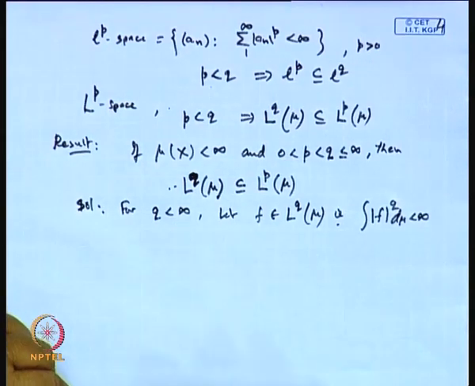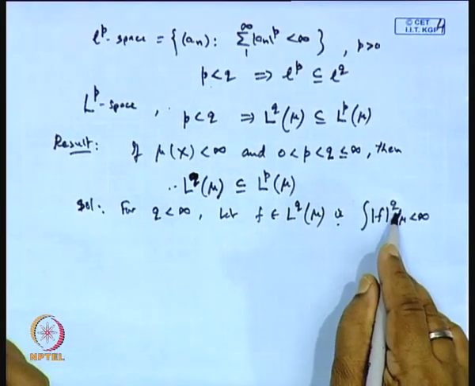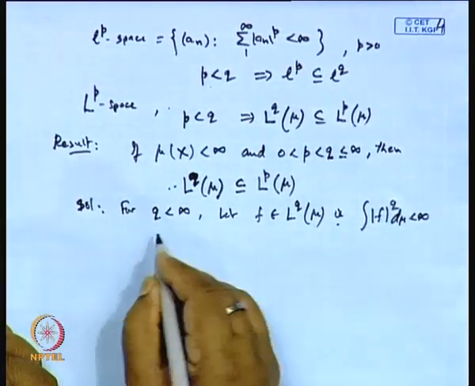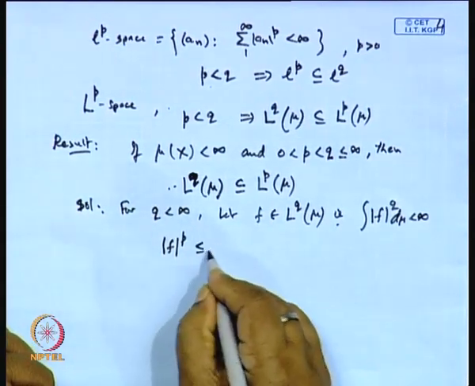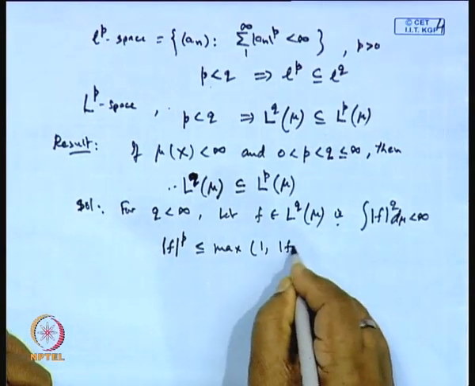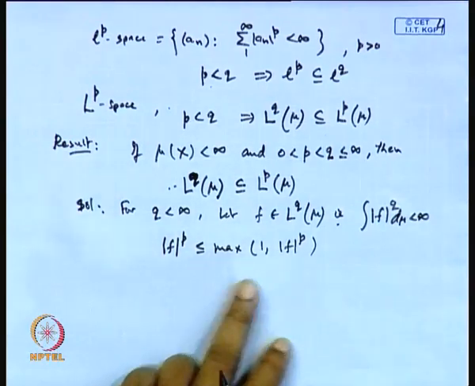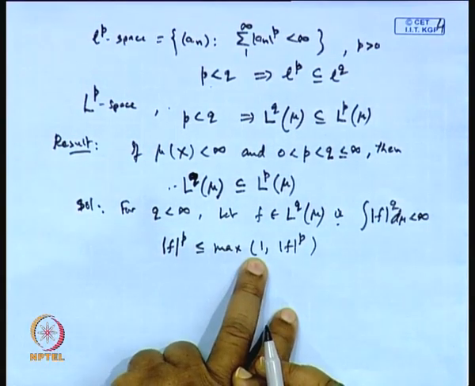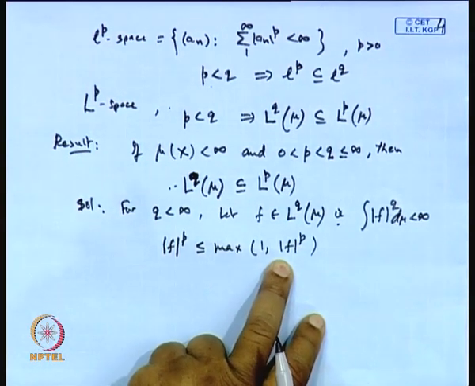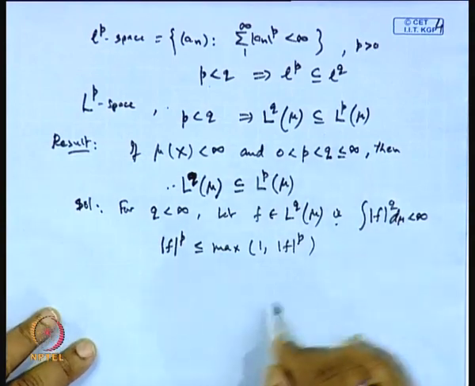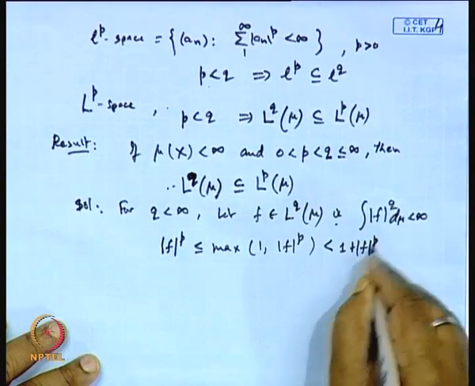Okay, this is given. Now we want f to be in L^p(mu). So the integral of |f|^p d mu must be finite. We know |f|^p is less than or equal to the maximum of 1 and |f|^p, depending on the case. If |f| is less than 1, the maximum value will be 1. When |f| is greater than 1, the maximum value will be |f|^p. So basically this is always less than 1 plus |f|^p.